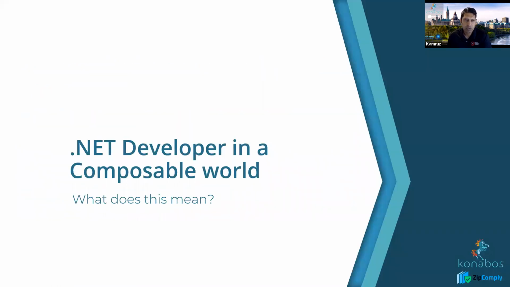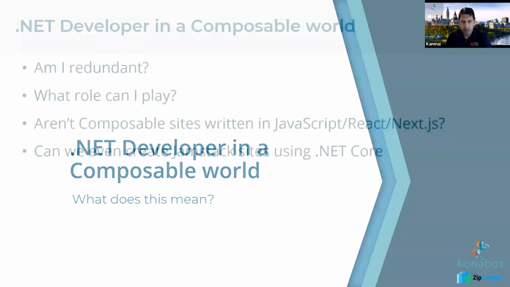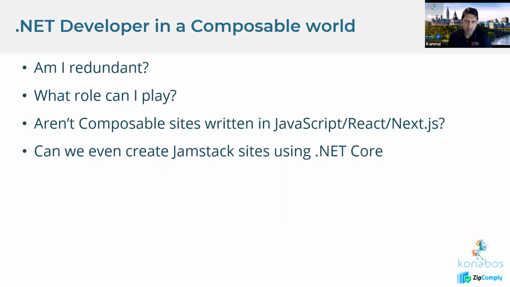So let's move on to what it means to be a .NET developer in the composable DXP world, because both of us are from the .NET world, and we have teams from the Sitecore world, .NET developers, and one of the questions that everybody is asking themselves is, does that mean we are now redundant? Because what role am I going to play? What I keep hearing is that composable sites are written in JavaScript and React and Next.js, and I'm not a front-end developer. Can we even do anything with .NET Core?